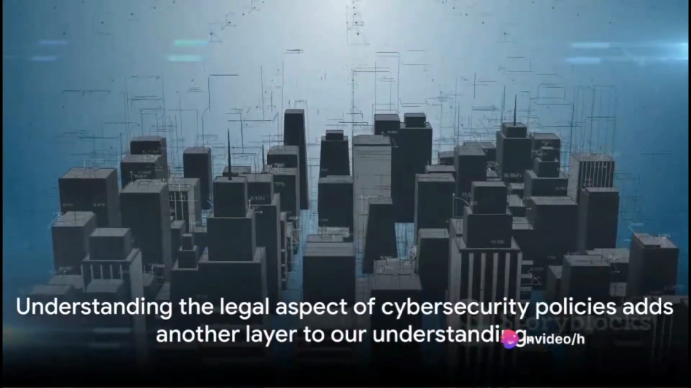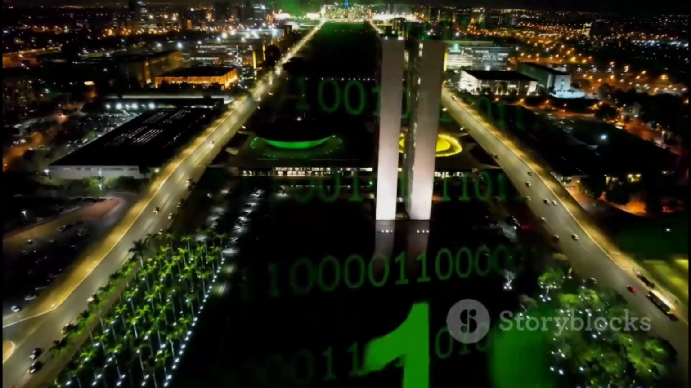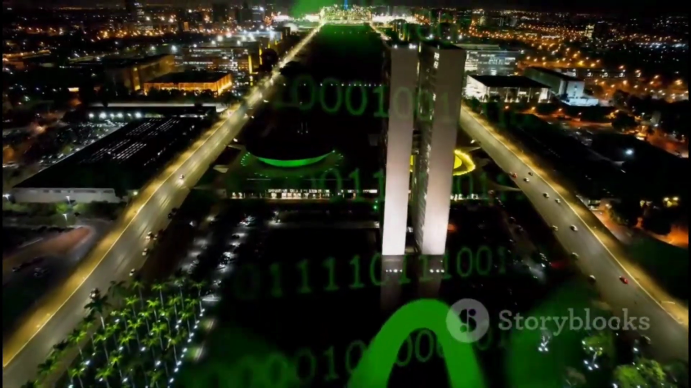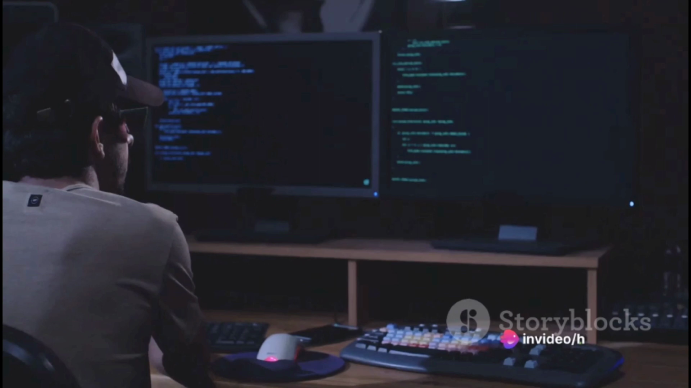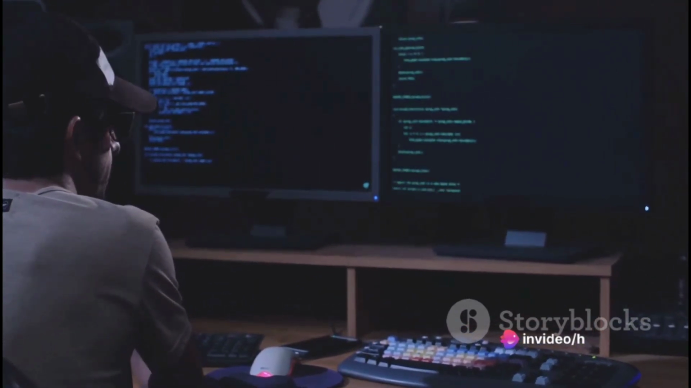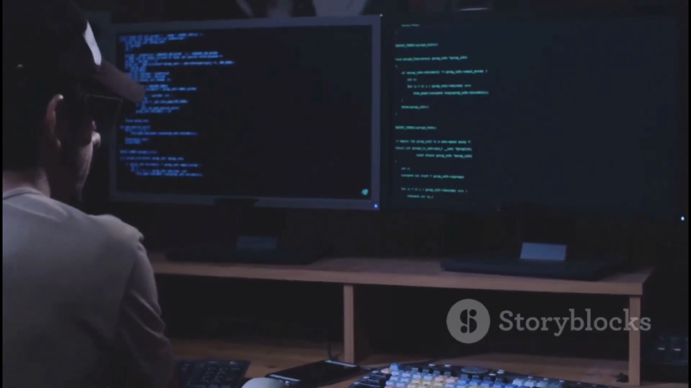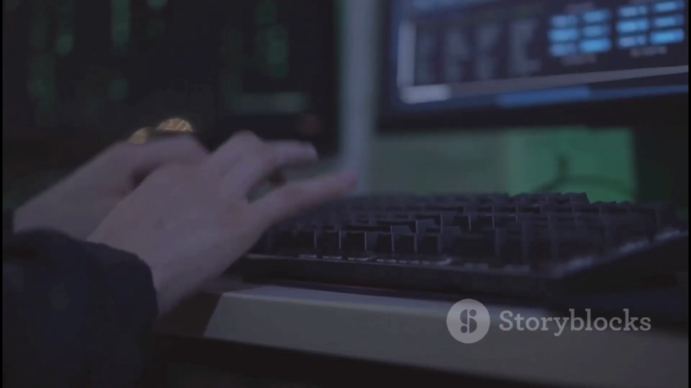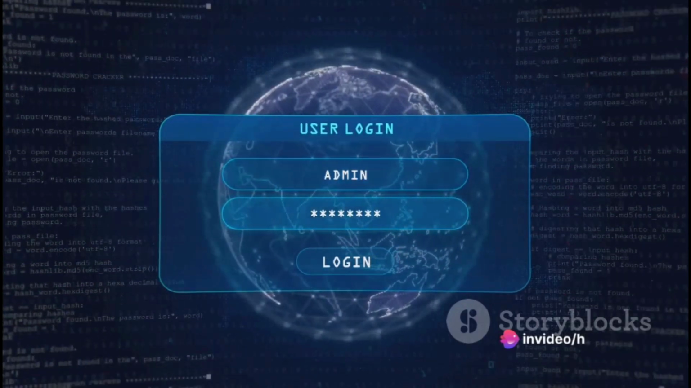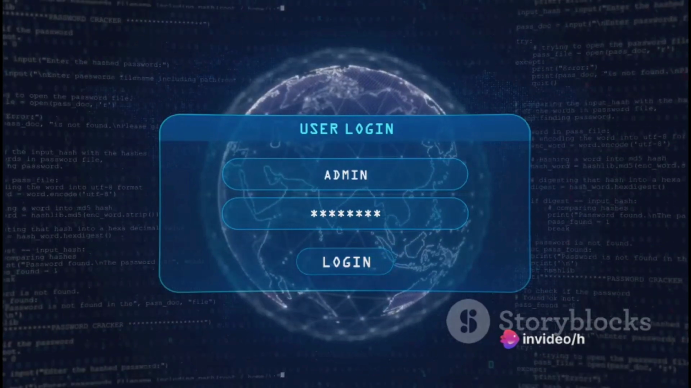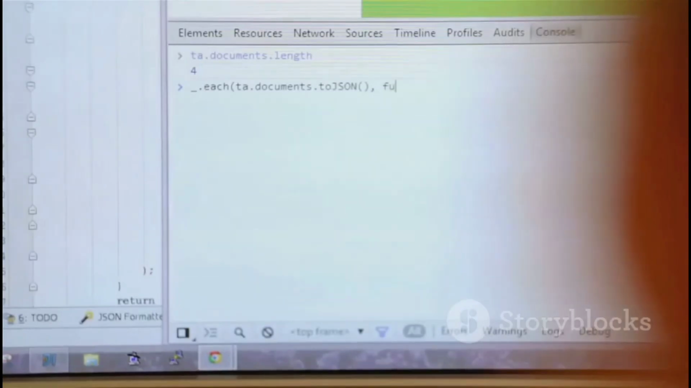Understanding the legal aspect of cybersecurity policies adds another layer to our understanding. It's a crucial component in the complex world of cybersecurity. With a grasp on the key terminologies and the link between cybersecurity and law, we can now see the bigger picture. We've journeyed through the complex landscape of cybersecurity policies, dissecting fundamental concepts and terminologies along the way. We've learned that terms such as threat landscape, risk management, and incident response are not just jargon, but crucial components of a robust cybersecurity policy framework.